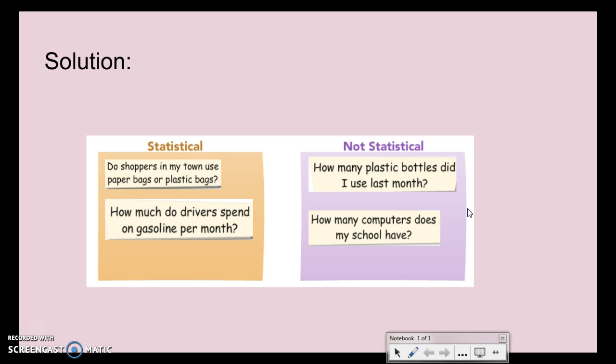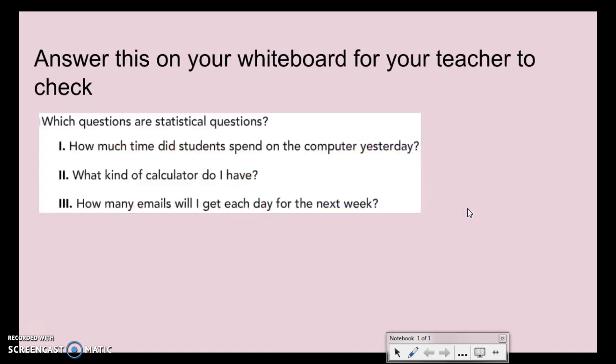Okay, let's keep going. Answer this question on your whiteboard for your teacher to check. Which questions are statistical questions? Stop. Read it again. Which questions are statistical questions? One thing I've noticed, guys, on some of the tests is you'll read a question and there's a little "not" stuck in there. And you only read it one time and you skip over the "not." Like it'll ask which ones are not statistical questions, and you'll think, okay, which ones are statistical questions, and you'll answer the one that would be. You need to read the question more than one time so you know what it's asking you.